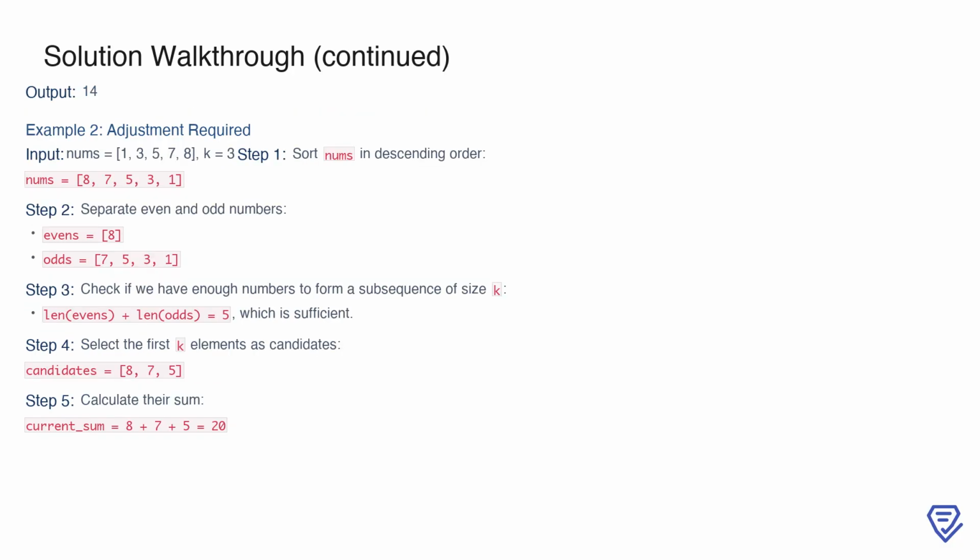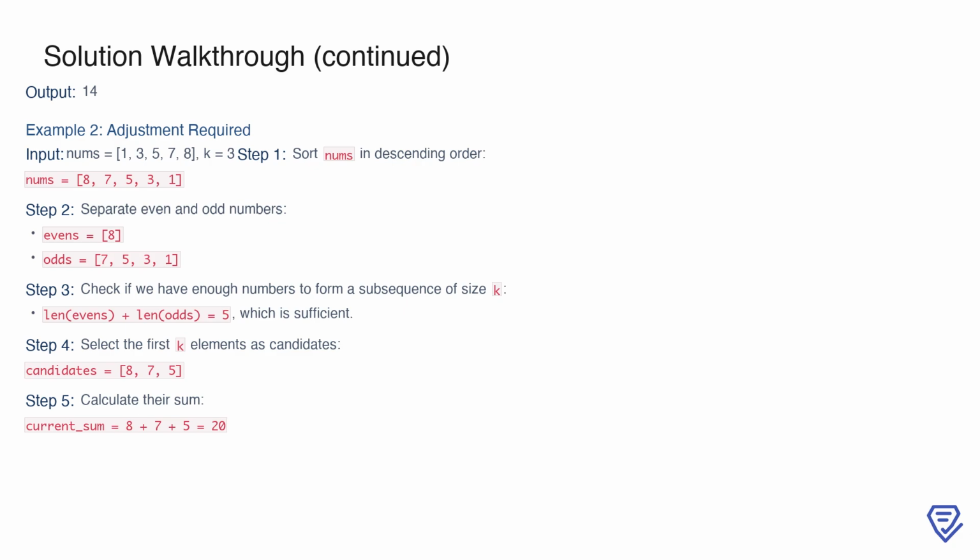In the second example, the input array is nums equals 1, 3, 5, 7, 8, and we again need a subsequence of size k equals 3 with the largest even sum. We start by sorting nums in descending order, resulting in nums equals 8, 7, 5, 3, 1.